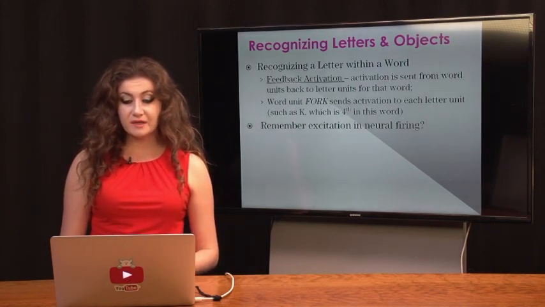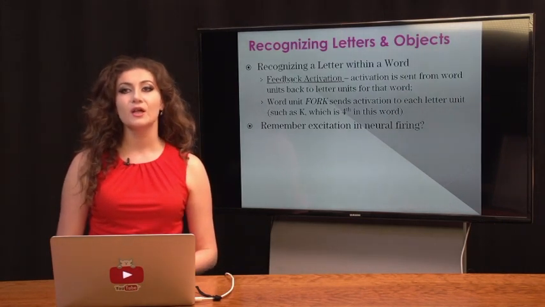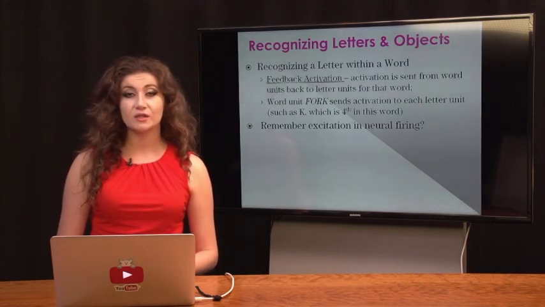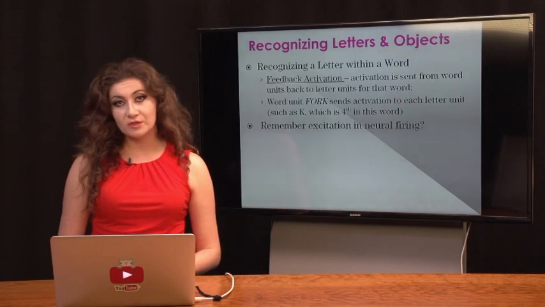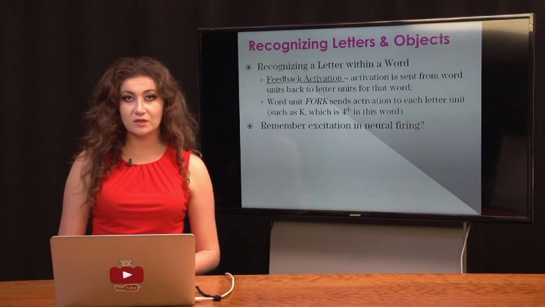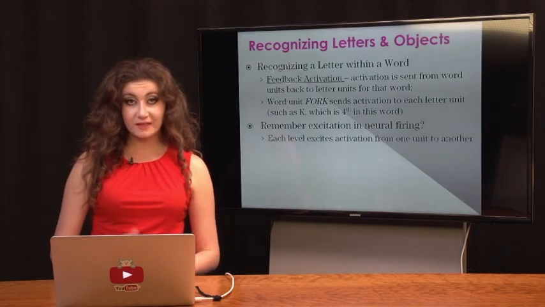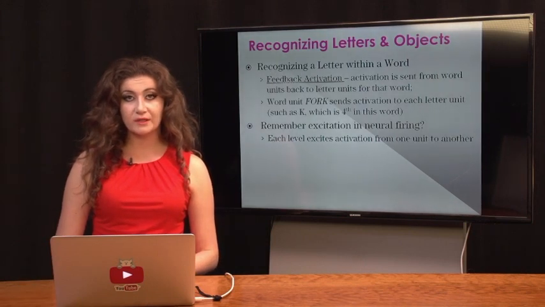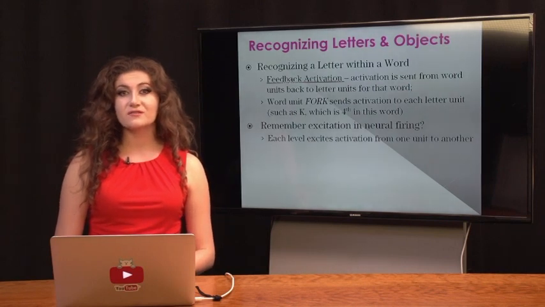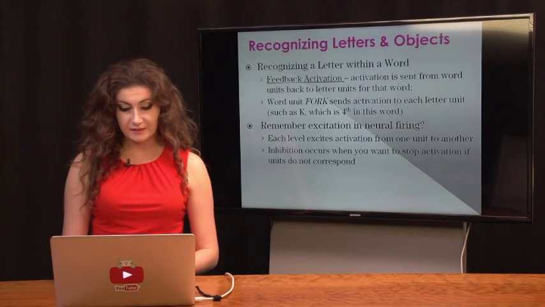So if we talk about excitation in neural firing, right? When we spoke about memory, we learned that information travels in neural circuits, right? And when information is passed from one neuron to another, that's via neural firing, or what we call an action potential. Increased or rapid neural firing is known as excitation. And each level excites excitation from one unit to another. Essentially, when excitation occurs, processing occurs much faster. So you're much more able to recognize these letters in these words at a faster rate.